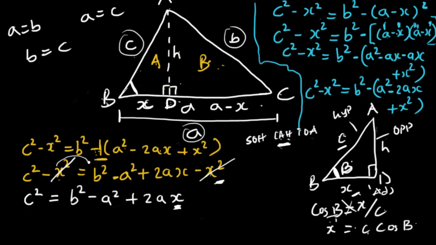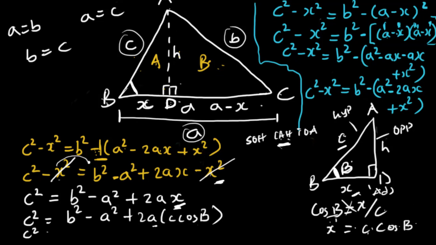Now I'm going to put this into this equation. So anywhere I see X, I call it C cos B. Does that make sense? So we'll be having C square equals B square minus A square plus 2A into brackets C cos B. Do you understand this? Now we can open this bracket and we'll be having C square equals B square minus A square plus 2AC cos B. And here we have one of the cosine rule, so you can understand it better.